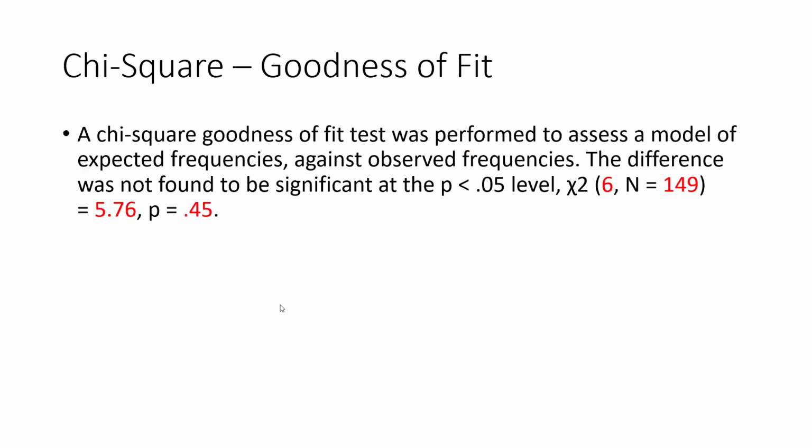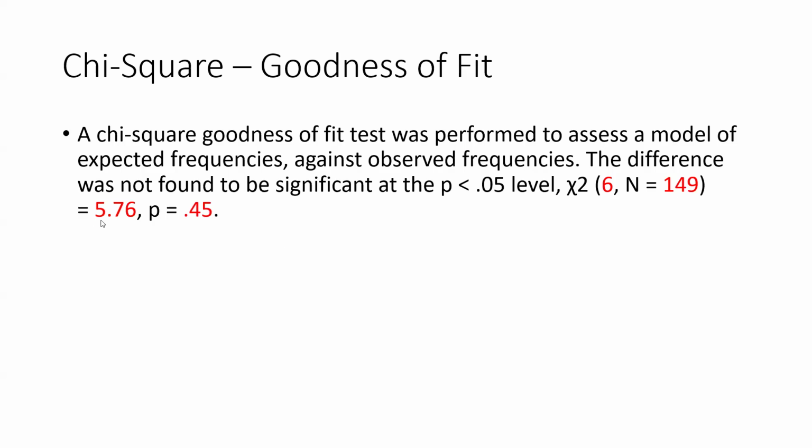So here are our findings. A chi-square goodness of fit test was performed to assess a model of expected frequencies against observed frequencies. The difference was not found to be significant at the p less than 0.05 level. Here's our degrees of freedom. Here's our number of observations. This is what you observed, not what the motel owner observed.